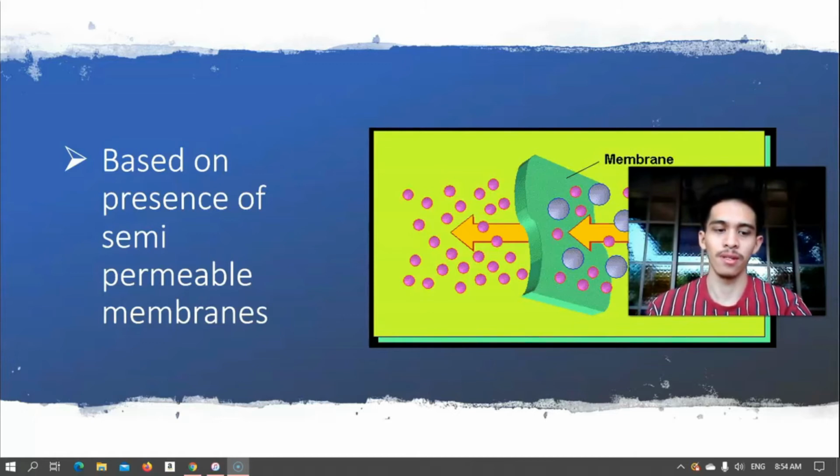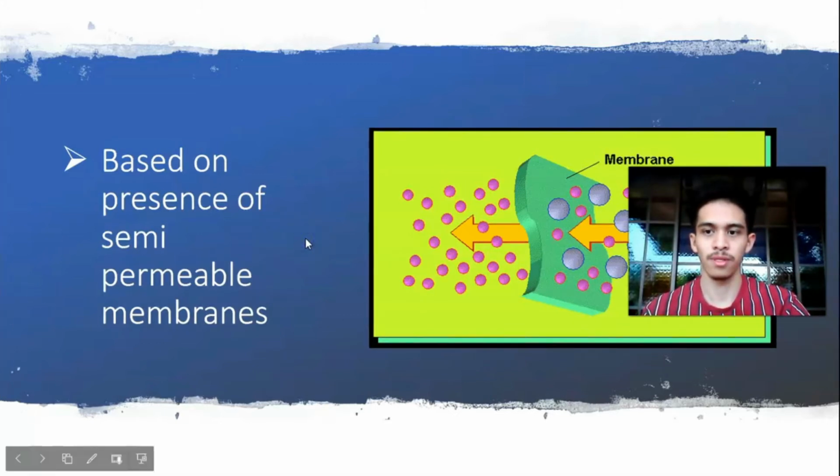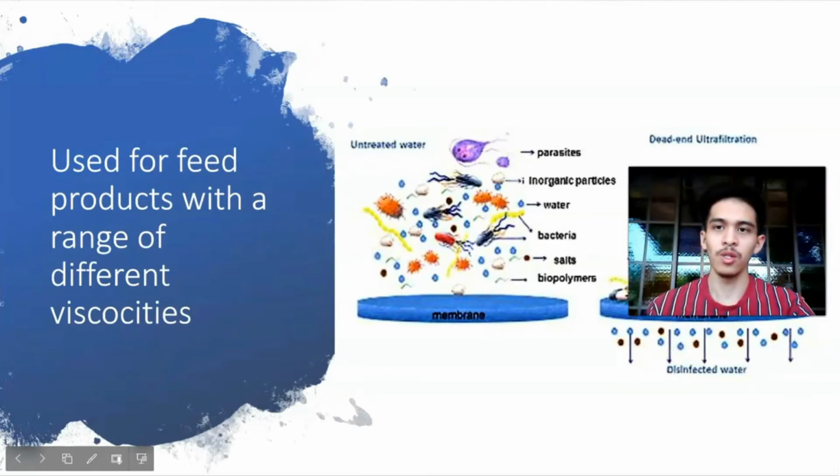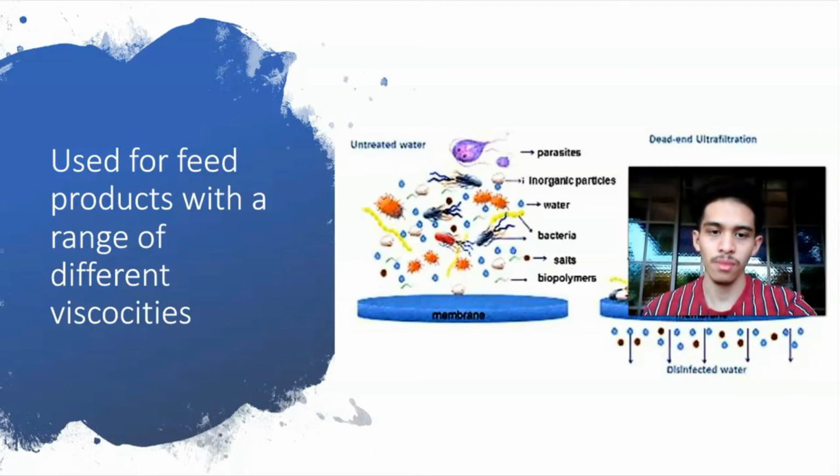Second, it is used for feed products with a range of viscosity, including high viscosity products that can otherwise be difficult to process. A wide range of different membrane filtration products also ensures that the best possible solution is available for each particular application. Thank you.